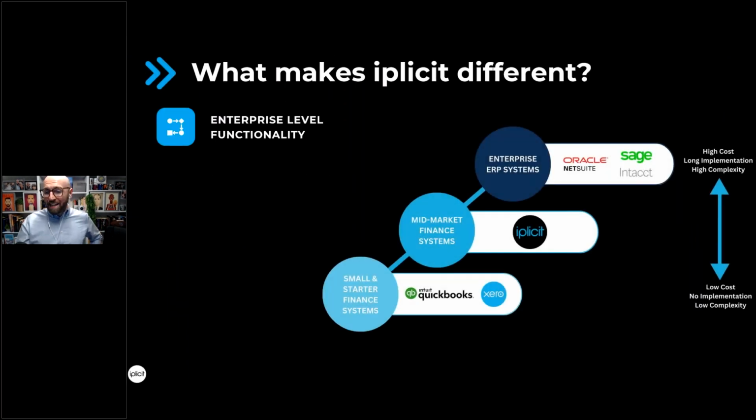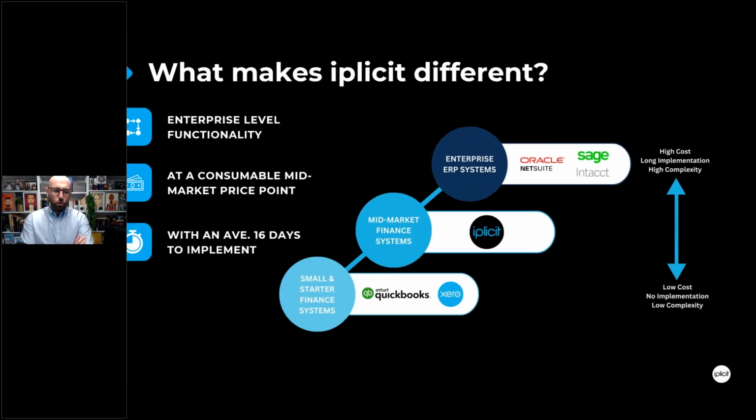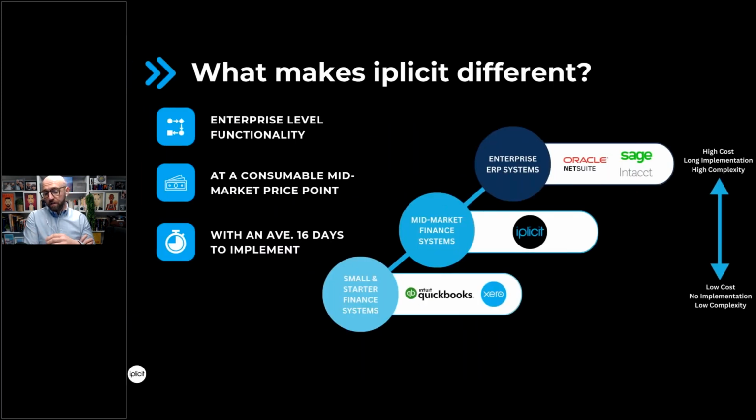So in terms of what makes iplicit different, what I would say is there's nothing quite like iplicit in the marketplace. So the way I would frame it is we're a best-in-class mid-market solution. Now, what this slide does a great job of showing is our position in the marketplace. So when you think of solutions like QuickBooks or Xero, and then something like a NetSuite, we're in that mid-market space. But we would say we lean towards the larger ERP side in terms of functionality.